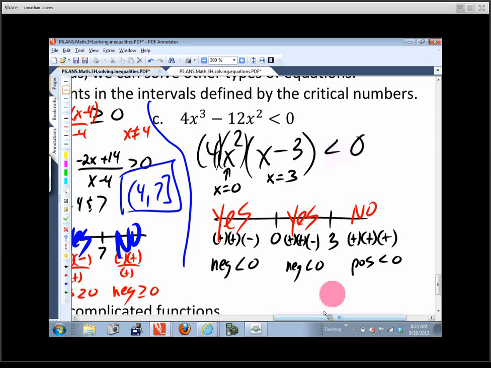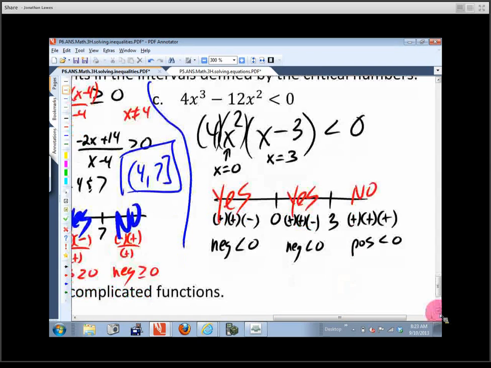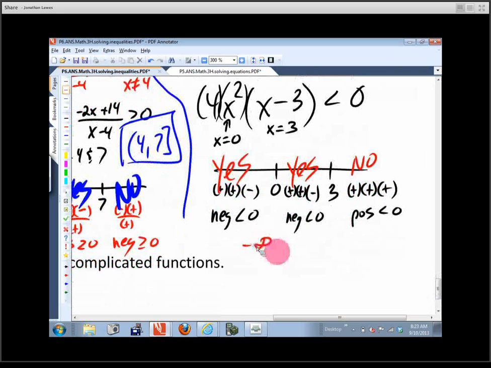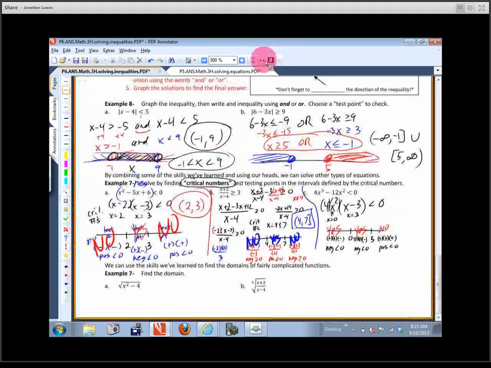Okay? So if we were going to write this answer, here's usually how we'd do it. We'd go from negative infinity all the way up to 0. We wouldn't include 0. And then we'd start up again at 0 and we'd go to 3. Now, do we get to include the 3? Nope, because that would make it equal to 0 also. Okay? So there's the answer. Okay, any questions?